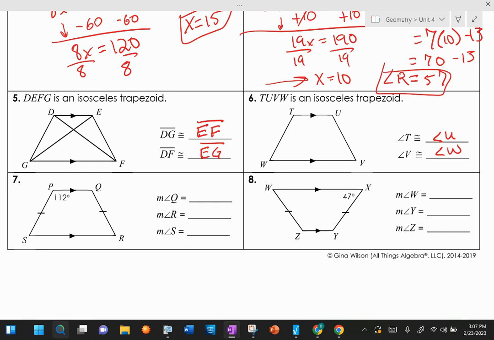I don't know. Do y'all need me to do 7 and 8 with you? We need you to write the answer on the board. I need 68. Okay. Okay. Yeah. Yes.